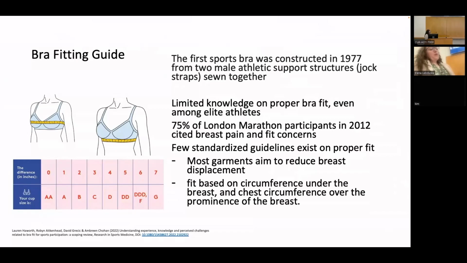And while there's an overwhelming amount of options for sports bras, even elite athletes struggle with finding a proper fit. In fact, in a survey of 2012 London Marathon participants, 75% of those women reported pain and concerns with their bra fit. In the past few years, there's been a lot more studies into the biomechanics of bras and breast movement, but there's still a significant amount of work that needs to be done.